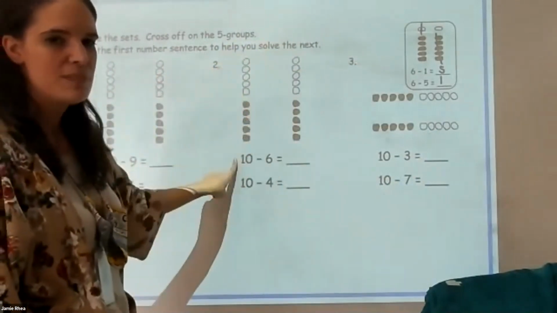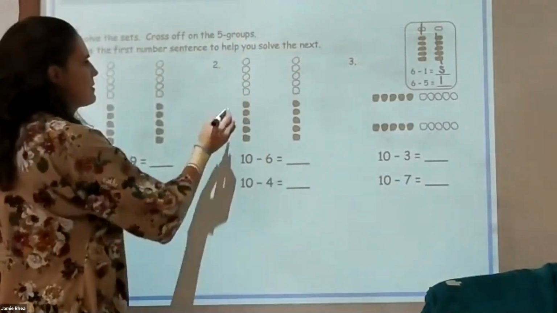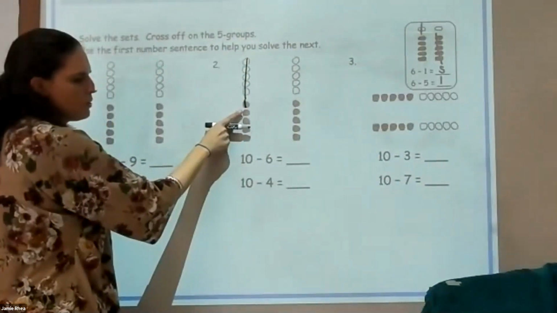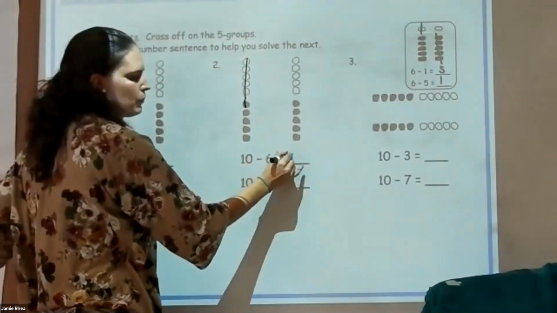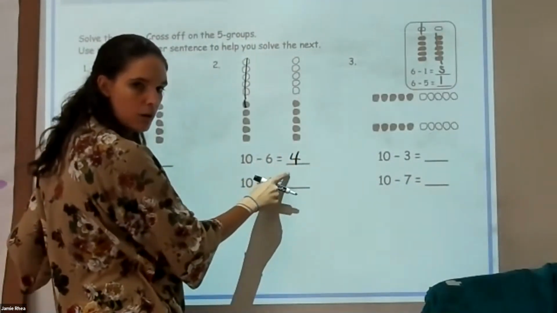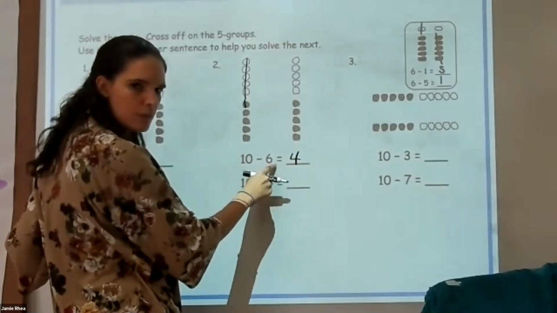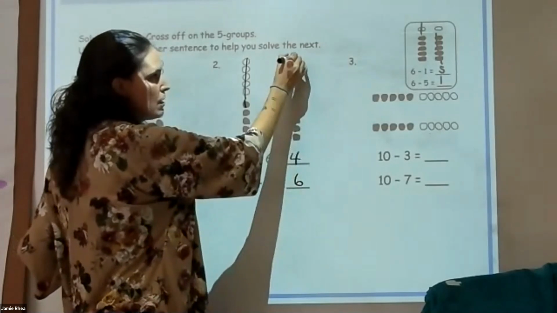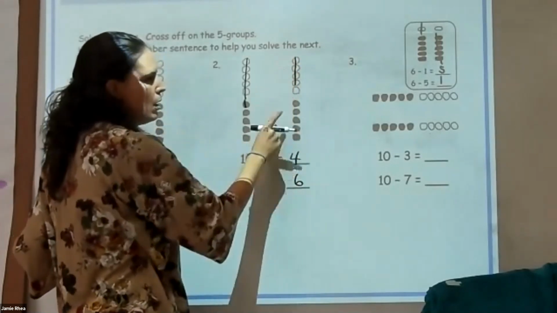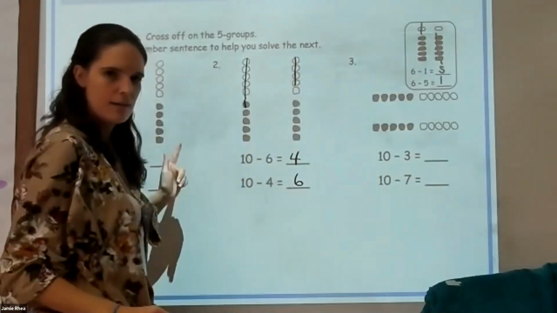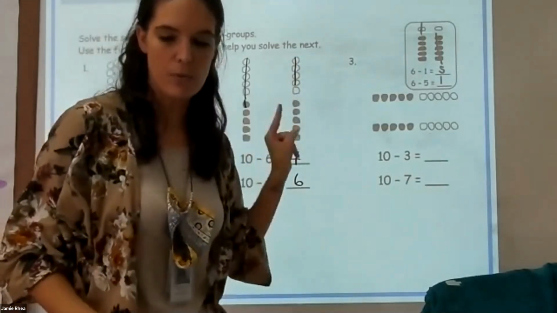Let's look at number 2. 10 minus 6. So I'm going to cross out 6. I know that's 5, and that makes 6. How many am I left with? 1, 2, 3, 4. I know that if that's 4, what do you think this one's going to be? I'm going to guess it's 6, but let's cross off 4. 1, 2, 3, 4. That leaves me with 5, 6. Okay, you're going to do 1 and 3 on that one.